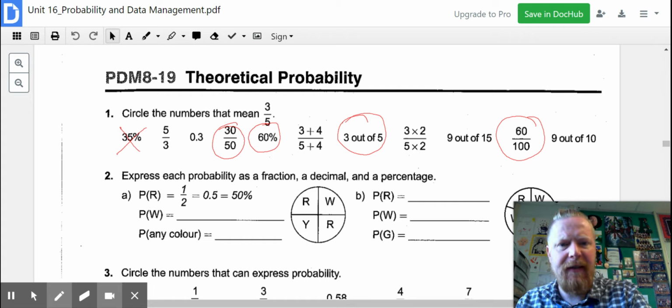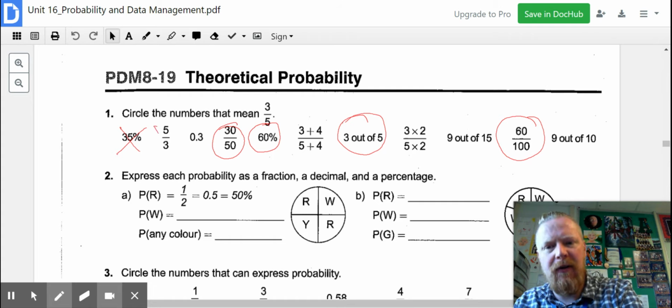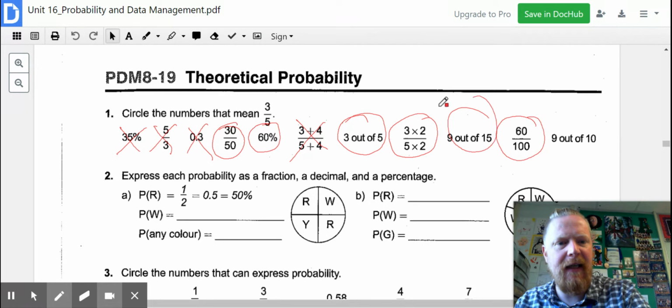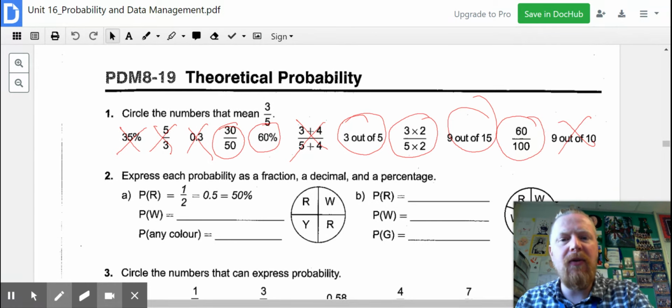30 out of 50. Those are equivalent fractions, which means so is 60 out of 100. Let's see. 5 out of 3. No, that's not the same. And that's not the same. That would be 7 over 9. That's not the same. That would be 6 over 10. Yep, that's the same. And 9 out of 15. 3 times 3 is 9. 5 times 3 is 15. That's the same. 9 out of 10. That's not the same. Okay, so those are the ones that are the same as 3/5.